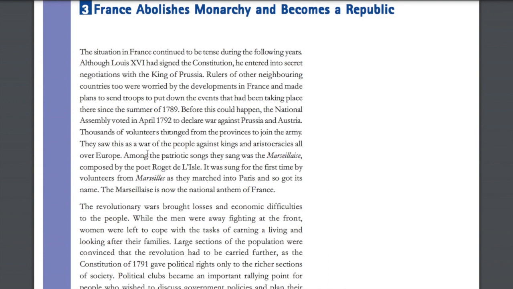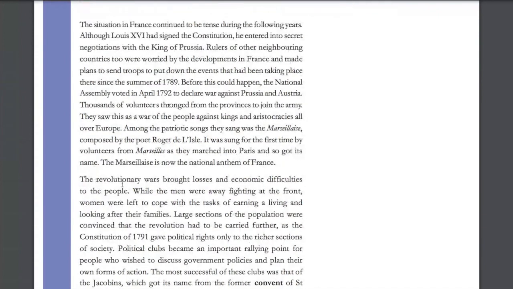So they didn't want kings and aristocracies all over Europe. That's why people saw this as a war against kings and aristocracies. And among the patriotic songs they sang was the Marseillaise, composed by poet Rouget de Lisle. It was sung for the first time by the volunteers from Marseilles as they marched into Paris. So the people who joined the army were marching from Marseilles to Paris, and that's why it got its name, Marseillaise, and it's now the national anthem of France.